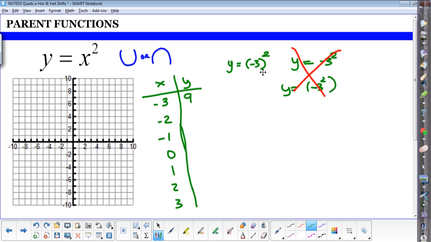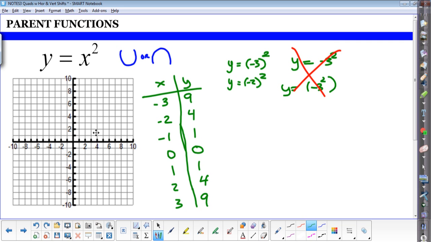Hopefully you can kind of do it in your head though. -3 times -3 is positive 9. Again, if you're typing your calculator, you must type it in like this. But -2 times -2 is 4. -1 times -1 is 1. 0 to the second power is 0. 1 to the second power is 1, 2 to the second power is 4, 3 to the second power is 9. This is a property of quadratics that you're used to, a repeat.